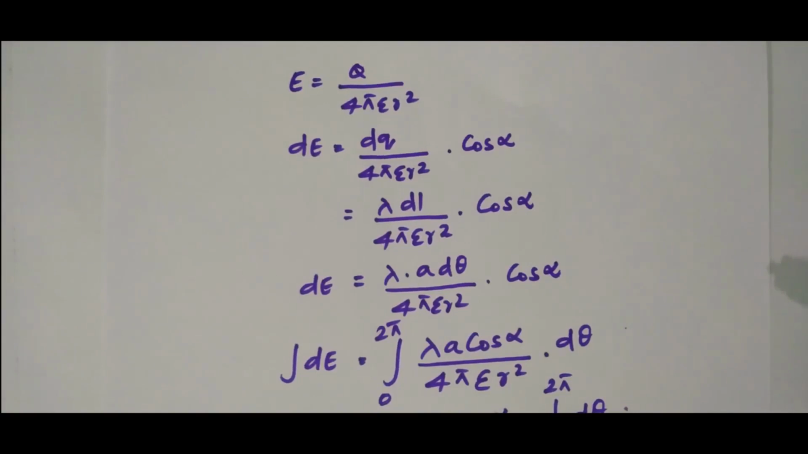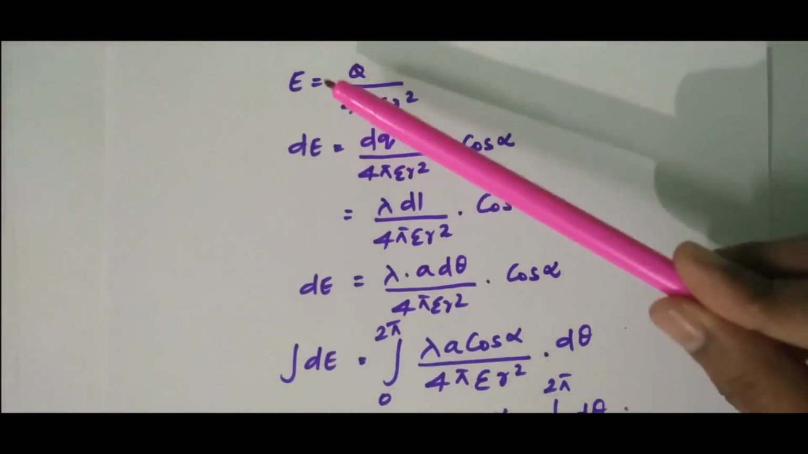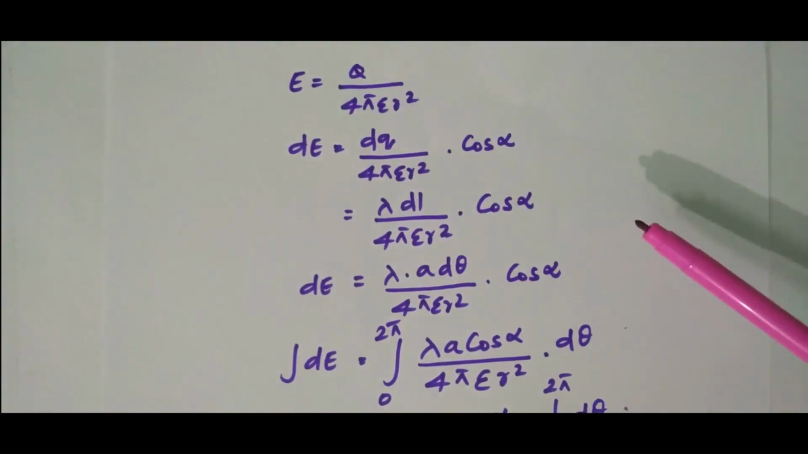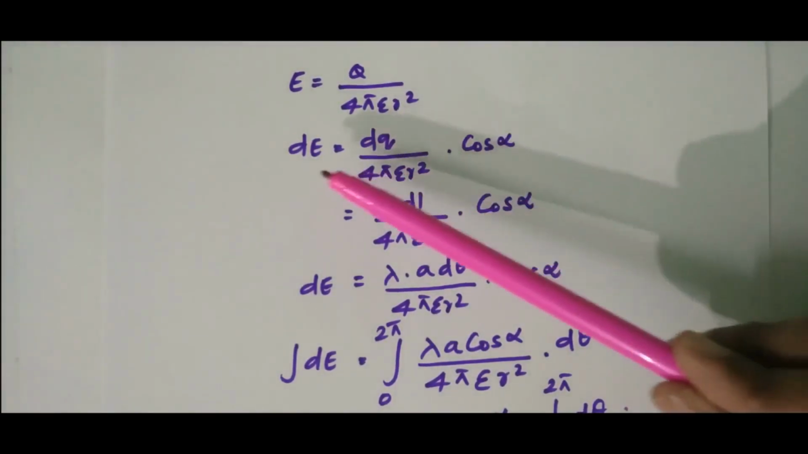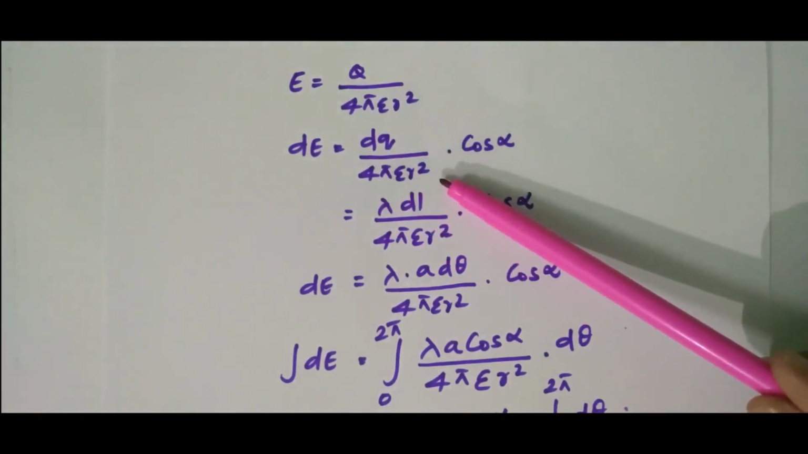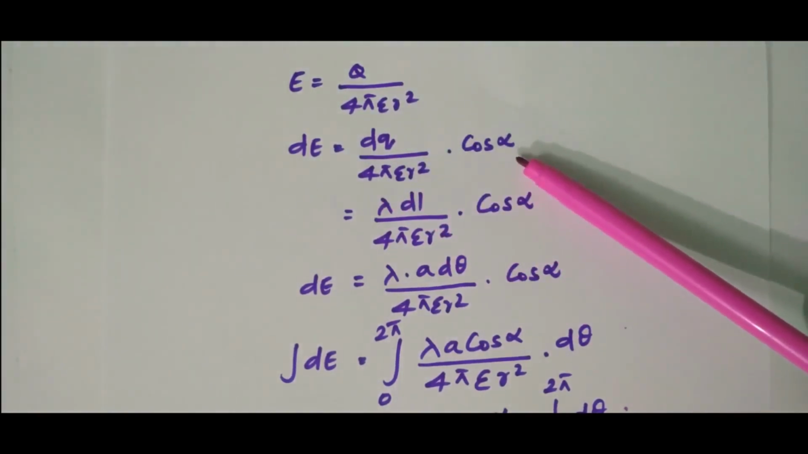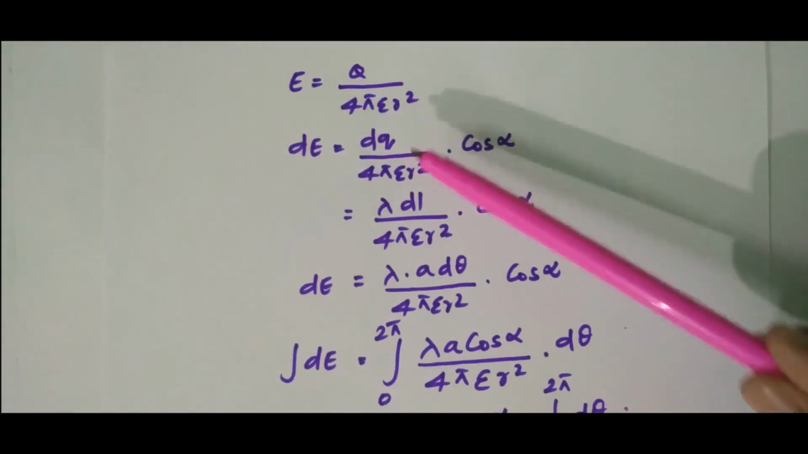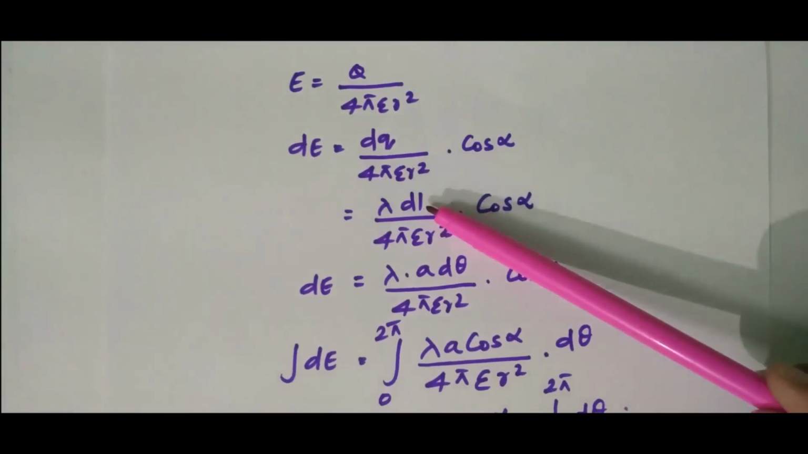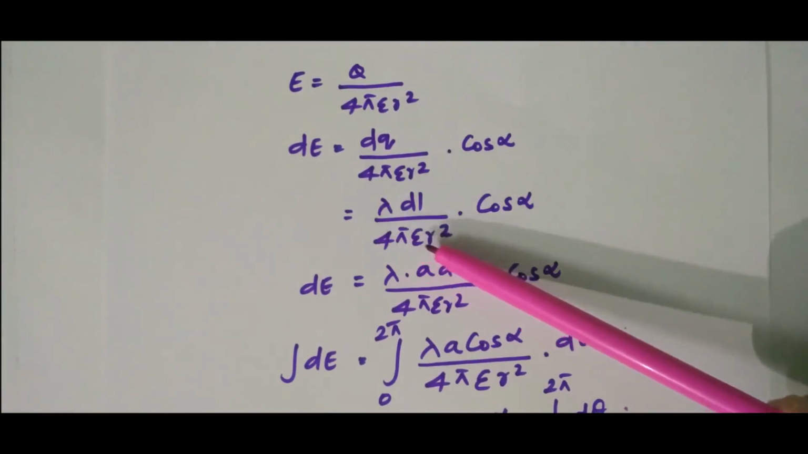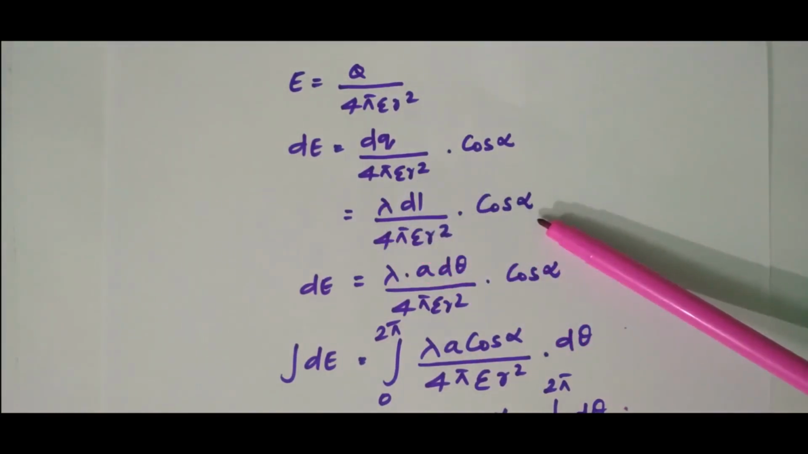Now we'll go to the derivation. We know that electric field intensity E equal to Q divided by 4 pi epsilon r square. Due to small charge, it becomes dE equal to dq divided by 4 pi epsilon r square. Only the horizontal component is available, so cos alpha. The dq can be replaced by lambda into dl, linear charge density. So lambda dl divided by 4 pi epsilon r square into cos alpha.